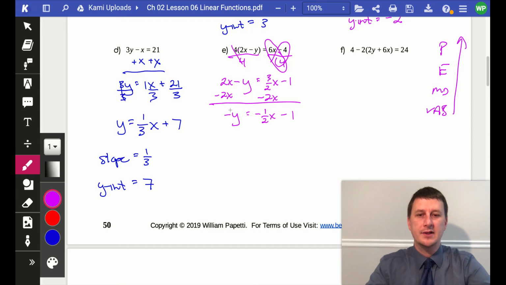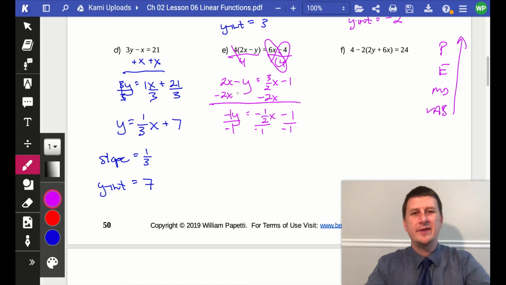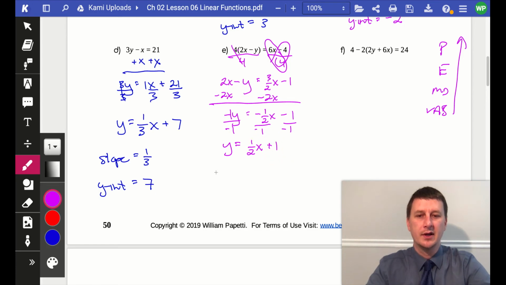And finally, this coefficient here is a negative 1, so I want to divide everything by a negative 1. And when I divide by negative 1, I'm really just changing the sign in front of the number. So switching the sign of negative 1/2, I get a positive 1/2 x. And switching the sign in front of that negative 1, I get a positive 1 there. So that gives me a slope of 1/2 and a y-intercept of positive 1.